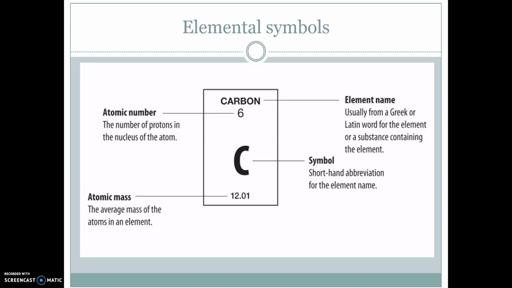The atomic mass, which is on the bottom, will be the average mass of all of the isotopes of a certain element. So isotopes are going to be a variation of the atom. They are going to be a variation where the number of neutrons is different. So that means that the mass changes, but the atomic number or the number of protons stays the same.